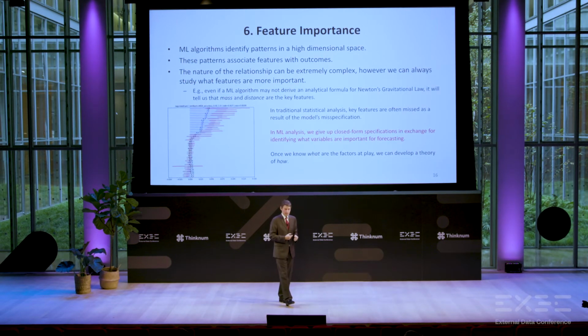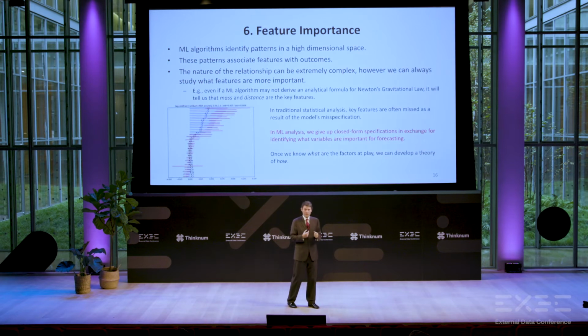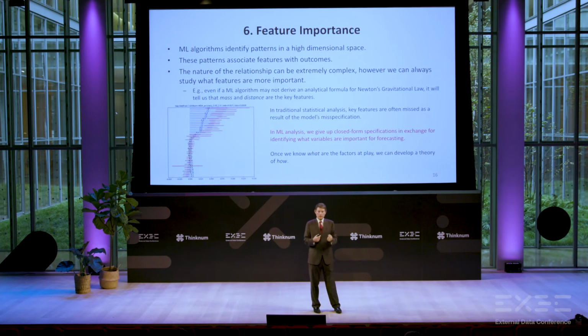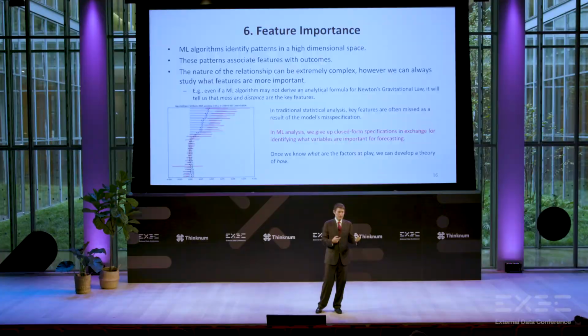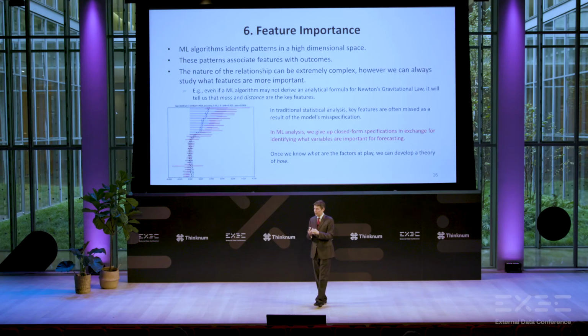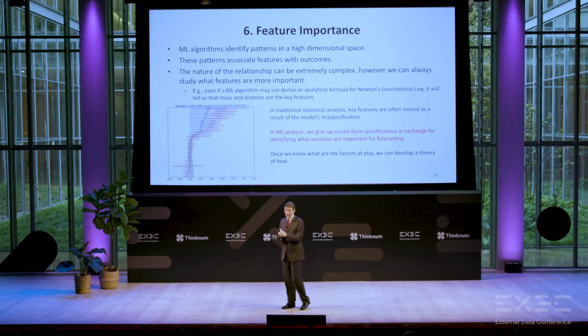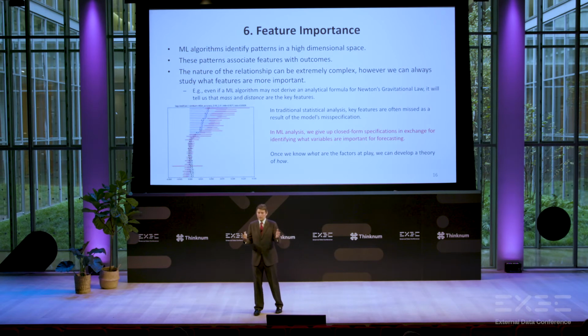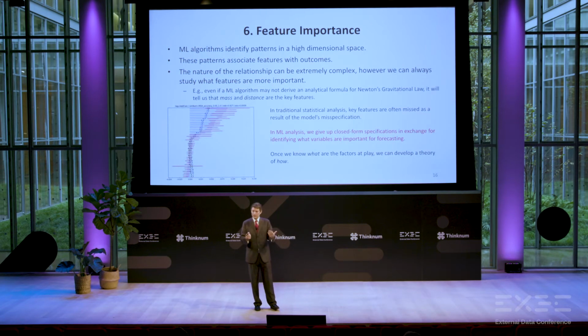Number 6 is feature importance. The idea of feature importance is, can we understand what are the sources of information? Where is the money coming from? When someone shows me a backtest, I don't know where the money is coming from. Is the money coming from the execution? Is the money coming from the risk management? Is the money coming from the portfolio construction? Or is the money coming from nowhere? Is this just a statistical fluke? Is this just a result of backtest overfitting?